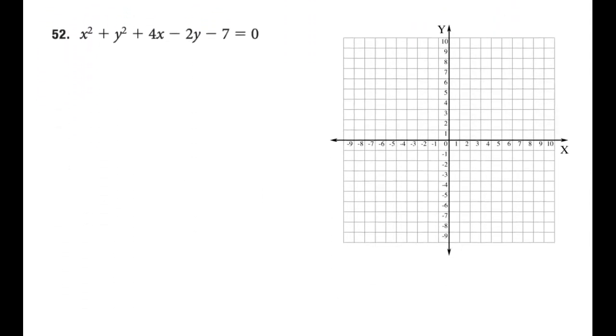So this is number 52 out of the back of the book. So I just have 2 examples and then I'm going to have you do a check it out. Okay. So the first thing we need to do here is we need to rearrange it so that it's a little easier to see what goes with what.